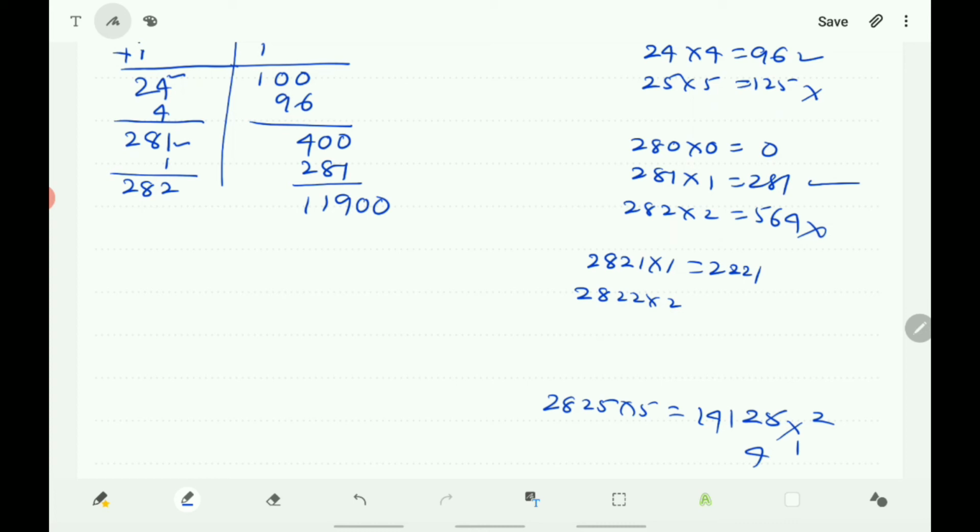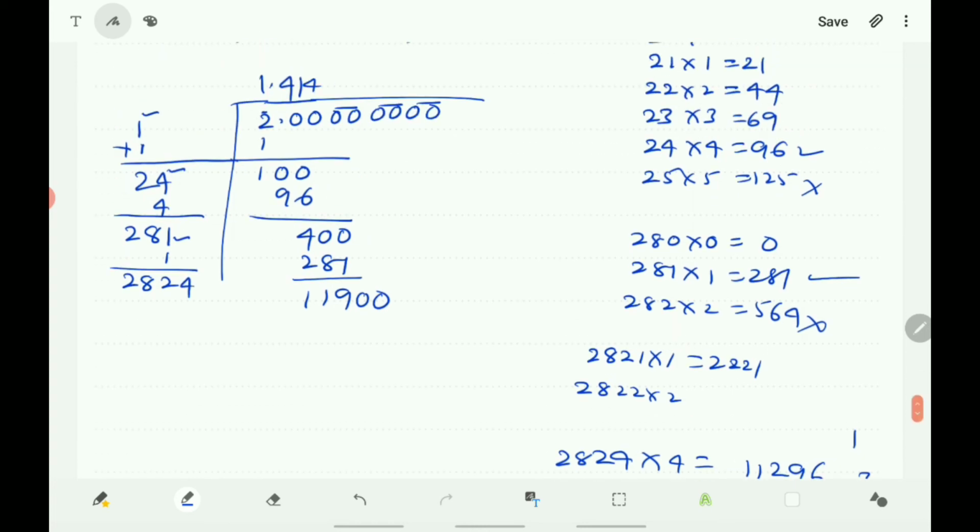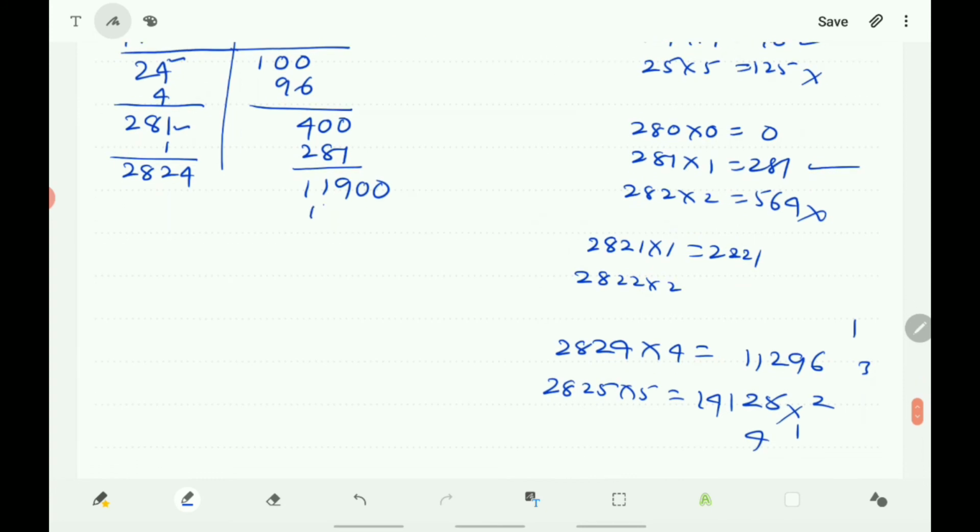It becomes more. Now you try for 2 8 2 4 into 4. That is 4 4 is 16. 4 2 is 8 plus 1 9. 4 8 is 32 and 4 2 is 8 plus 3 11. So it is okay. So you put 4 here and 4 here. The product is 11296. Again you subtract 10 minus 6 4, then 9 minus 9 0, then 8 minus 2 6.